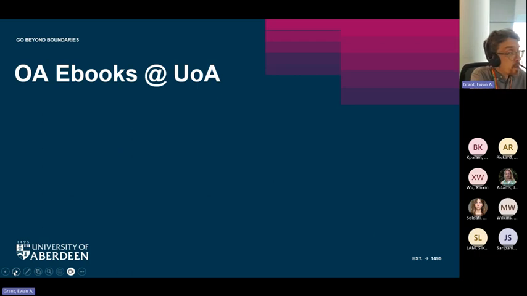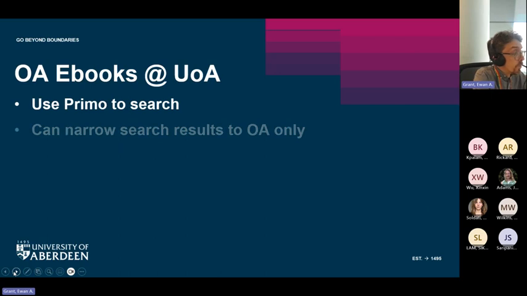Open access books at the University of Aberdeen, I would recommend that you use Primo to search. We can narrow any search results within Primo to open access only.